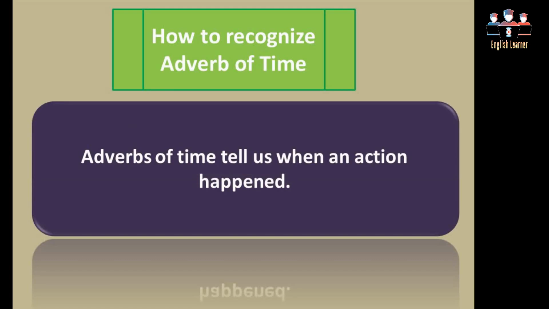Now let's see how to recognize adverb of time. For recognition, we just have to make sure that if we are dealing with a question that is giving us the answer about when, then it means we are dealing with adverb of time. Adverbs of time tell us when an action happened. When you are seeking for when, it means you are probably dealing with adverb of time in a sentence.